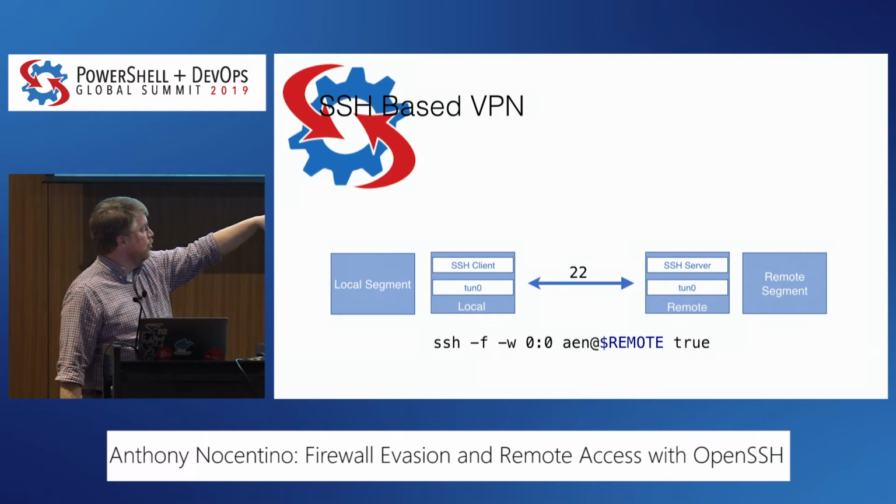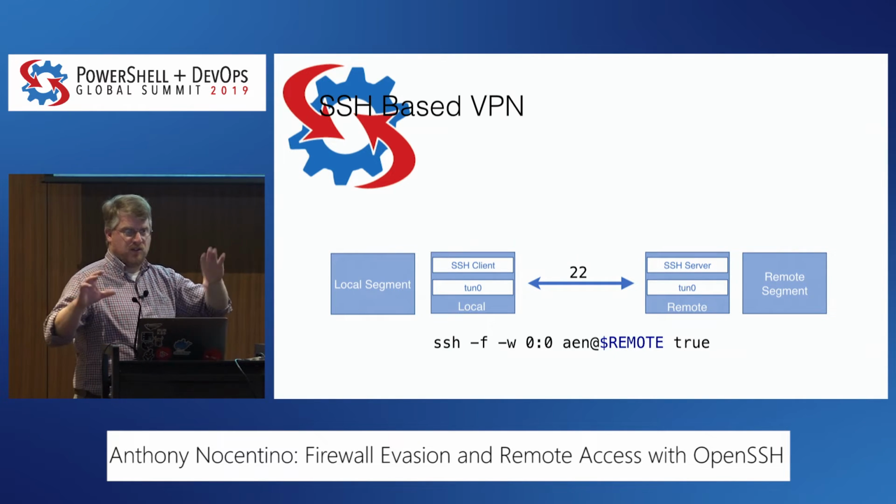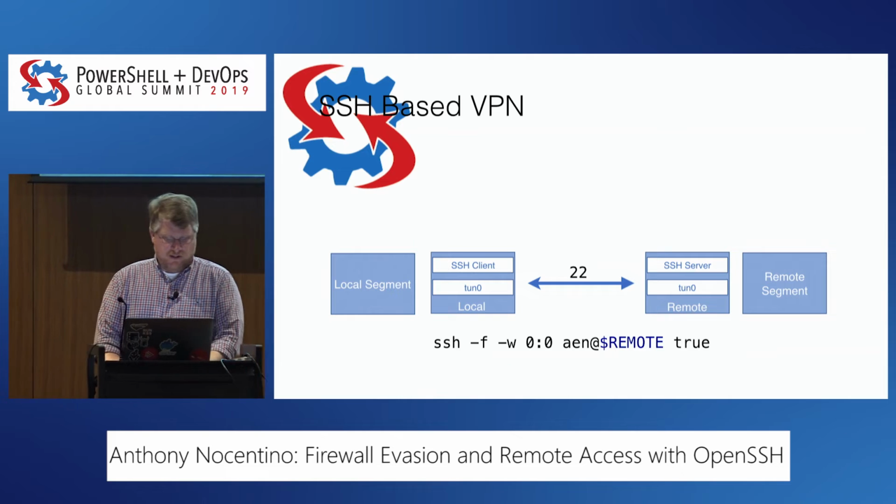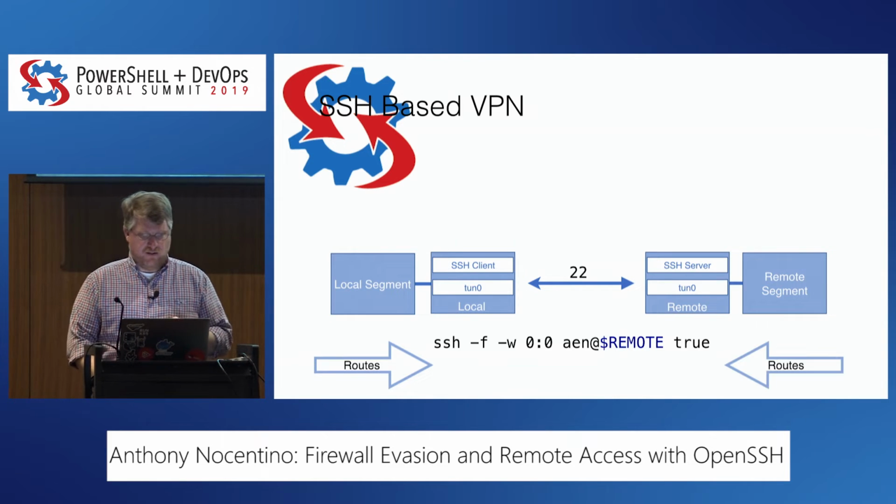You know, if you did tun2 on the right, it'd be 1:2. So those are just interface indexes. And so let's go ahead and do this. Oh yeah, and we need routes.